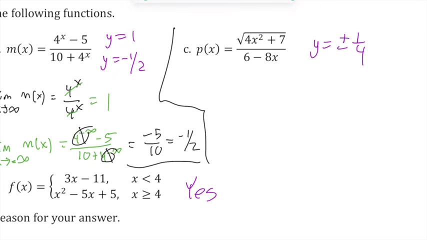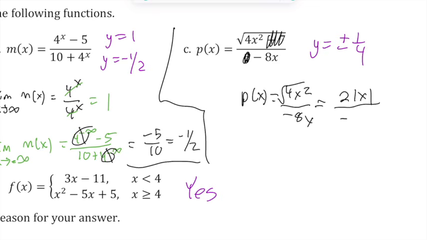Part C. Again, we don't care about the 6 or the plus 7. We only care about the 4x squared and the negative 8x. So again, if I simplify the top, we're going to get 2 times the absolute value of x over negative 8x. And so the limits, as we approach infinity, do change the values.